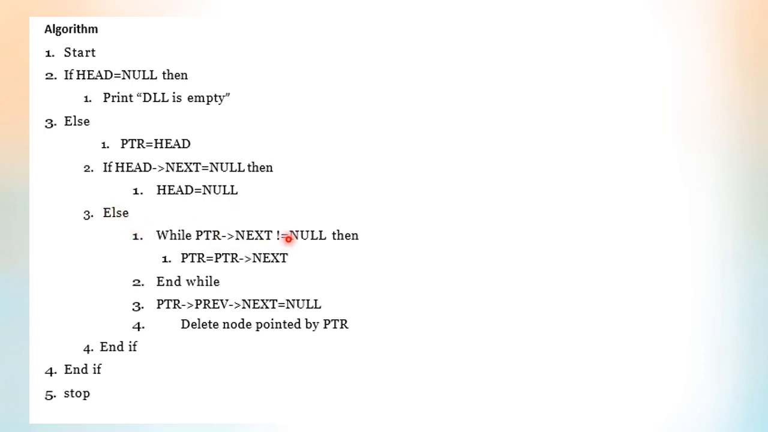And in the else case, traverse through the doubly linked list until we reach the last node. While pointer next not equal to null, we should do pointer is equal to pointer next. Now simply assign pointer previous next is equal to null. And when we are executing this statement, automatically the last node will be removed from the doubly linked list. Afterwards, simply delete the node pointed by PTR using the free function. So this is the algorithm for deleting an element from the end of the doubly linked list.